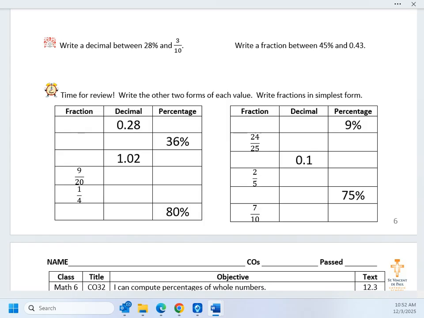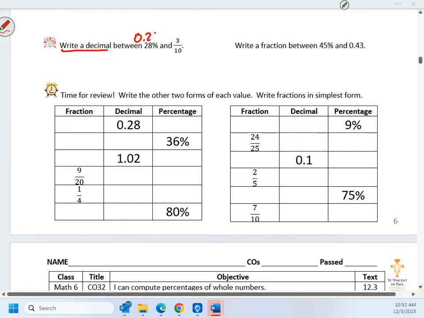Make them both into like a percentage, so. Careful. Write a decimal between them. So what should I turn them into? Make them both decimals so I can see what decimal would fall in between. So 28% would be what decimal? Jackson? 0.28. 0.28. 3/10 would be what decimal? What do I have to do for that? Matt?